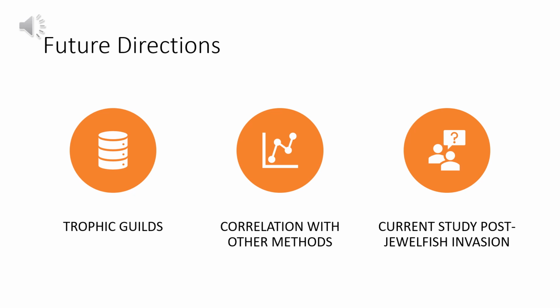Going forward, I'd like to regroup these communities and populations by trophic yields to see if there are emergent patterns there. I'm interested in how stomach content niche breadths correlate with stable isotope niche breadths or fatty acid niche breadths. And then, of course, there's the current post-invasion jewelfish study, which we're working on right now and processing samples for. And then all of these trends that I presented in the historic community today, we'll be able to compare to the post-invasion study among other response variables that we have.